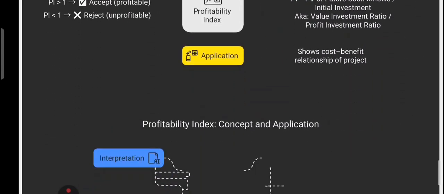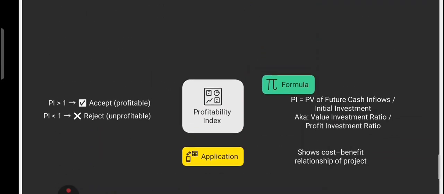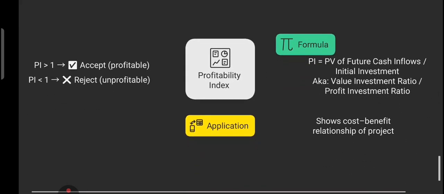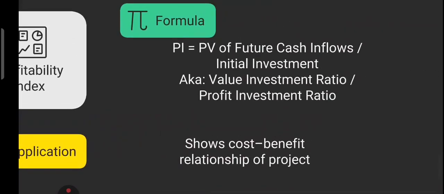So let's understand the concept of profitability index. Let's understand using this particular diagram. It is a smart tool that helps decide: is the project really worth the money we put in? It is called profitability index. What is PI? PI shows you the cost-benefit relationship of a project. How to calculate it? You can see the formula here. Present value of future cash inflow means whatever future cash inflow you will receive, find the present value and divide by the initial investment. That's it.